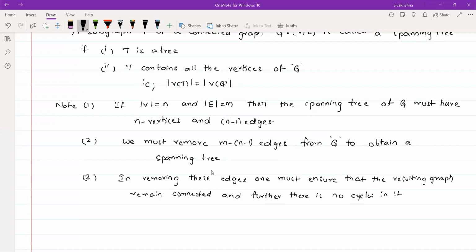To define a spanning tree, first of all it should be a tree. Whenever we say this particular graph is a tree, then clearly it does not contain cycles. So whenever we are removing those edges, we have to keep in mind that the resulting graph should be a connected graph, and also it does not contain any cycles. Then only we say that the resulting graph is a spanning tree. First of all, it is a tree, and after that we say that it is a spanning tree.